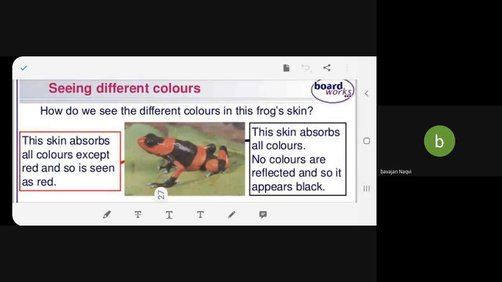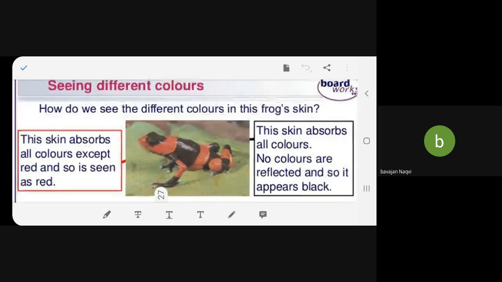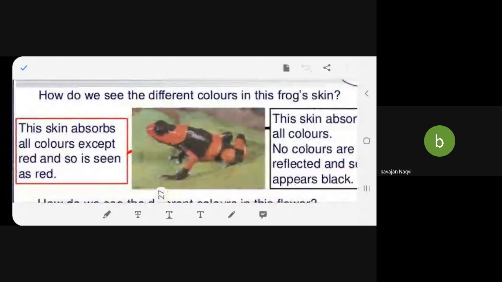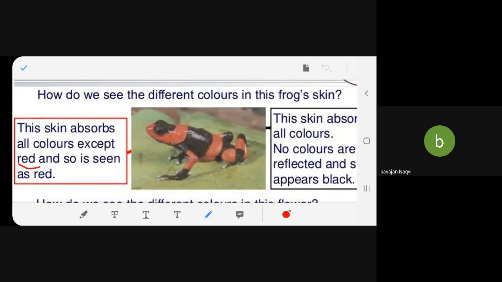So what did you understand? Just a moment, beta. Don't rush. The skin absorbs all colors except red. So what is reflected, beta? Red is reflected. When red gets reflected, I can see red. When green is reflected, I can see trees as green.